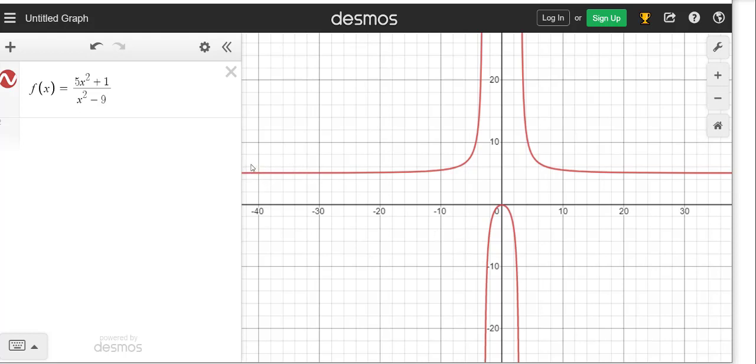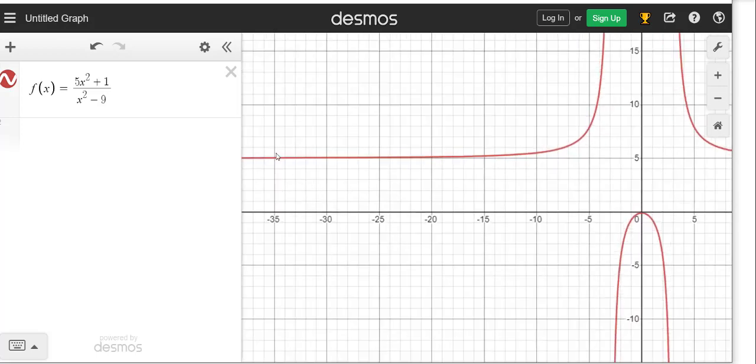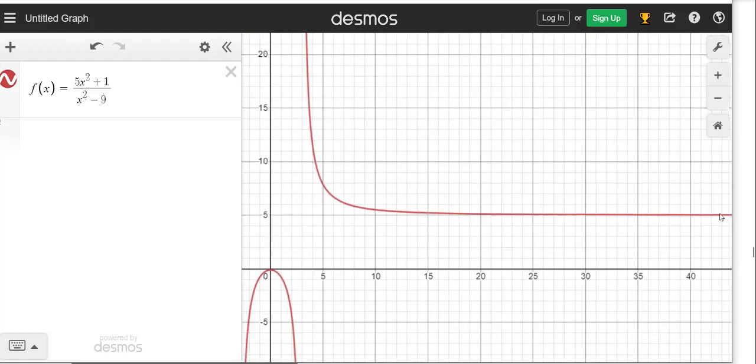Remember, horizontal asymptotes are end behavior, where you look as x approaches negative infinity, so way over here to the left, it appears to be leveling off at a value not 0. And so we can kind of zoom in and see, well, gosh, maybe that's a 5. And then as x approaches infinity to the right, it appears also to be leveling off at positive 5.